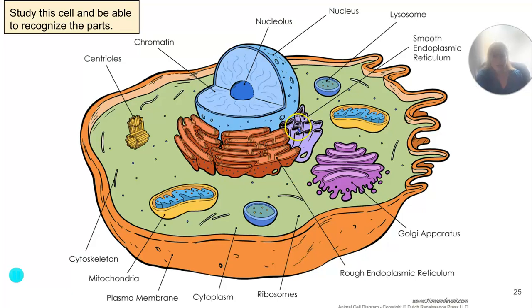This would be smooth endoplasmic reticulum. The stacked sacs over here are going to be the Golgi apparatus. These little weird sticks are supposed to represent cytoskeleton. I don't know, not my favorite picture, but it works. It does its job okay.